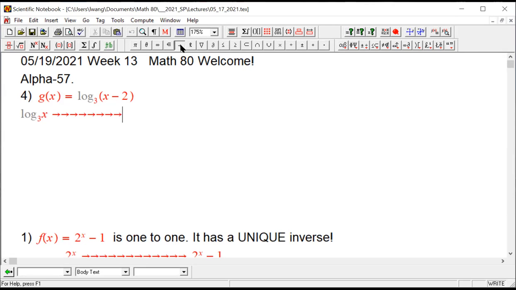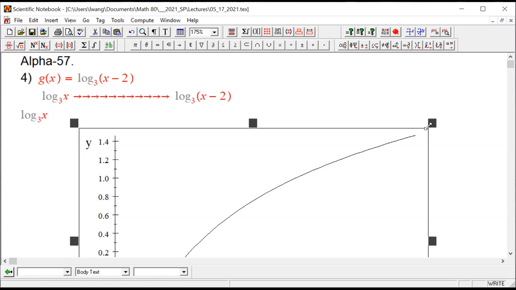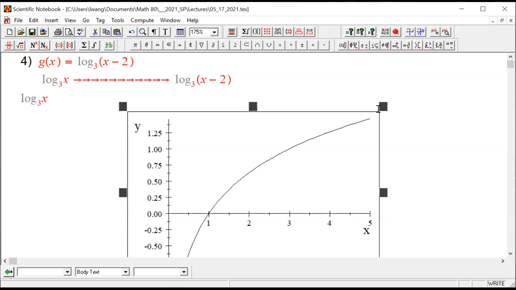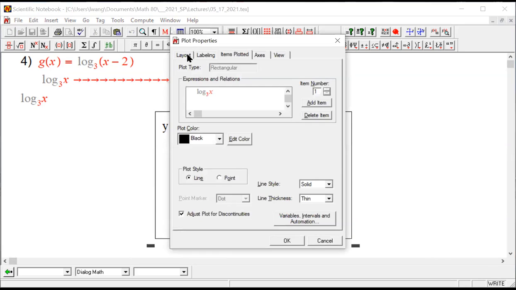And then we graph log base 3, x minus 2, this is going to be a shift. What kind of shift? Left or right, or up or down? Log base 3, we know that picture, we drew it, right? We plotted point by point. Okay, so let's make the picture.